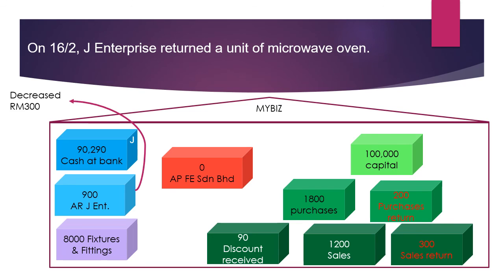I normally love to use sales return because it contradicts the sales. Okay, so the sales return account will be opened up with a 300 amount, because that is the price of one microwave oven. But the sales account will not be affected. It's still 1,200.